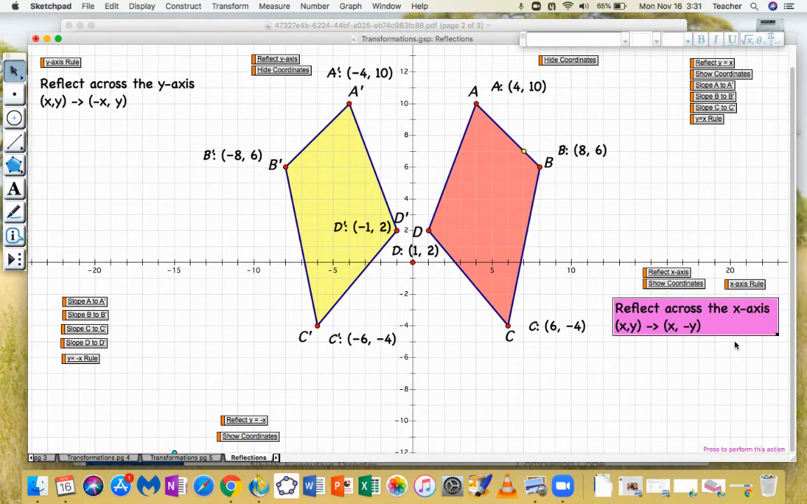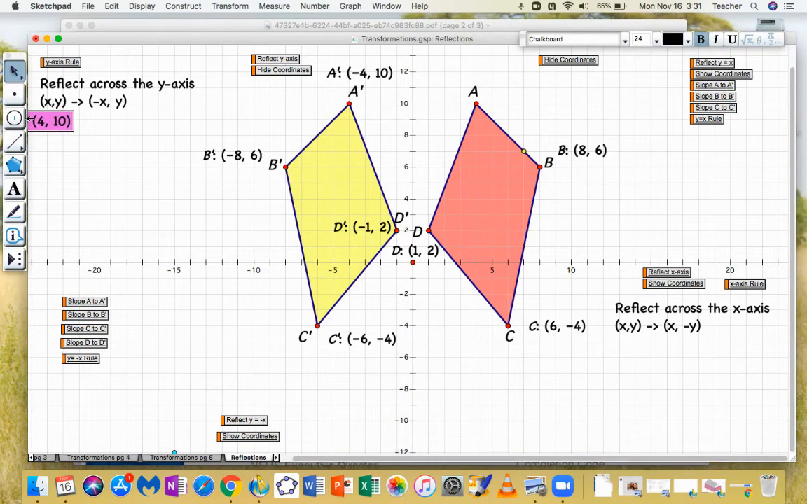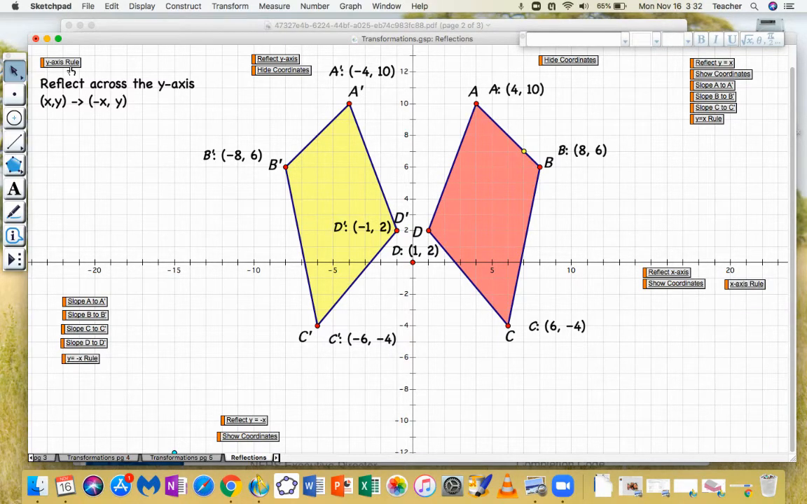So here's a simple way to kind of remember your x-axis, y-axis rule. Whatever axis I flip across, that stays the same. So flip across the x, x stays the same, change the y. Reflect across the y, y stays the same, x changes. So again, if we do A is (4, 10), reflect across the y, keep the y, change the x. Okay, so those are your two rules. X-axis rule, I'm going to flip across the x-axis, and then my y-axis rule.